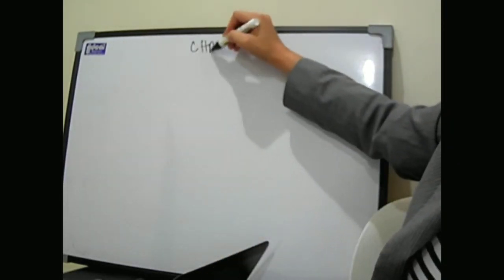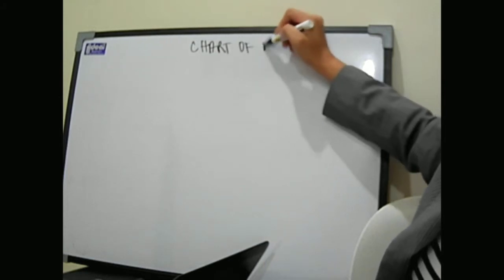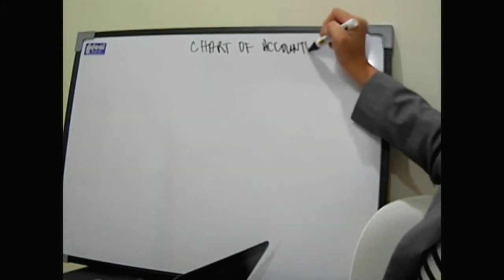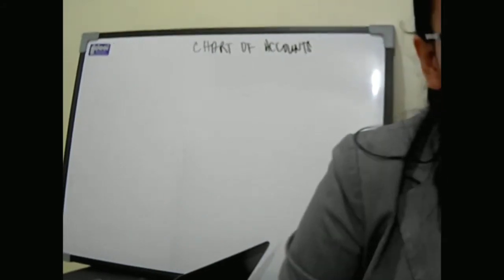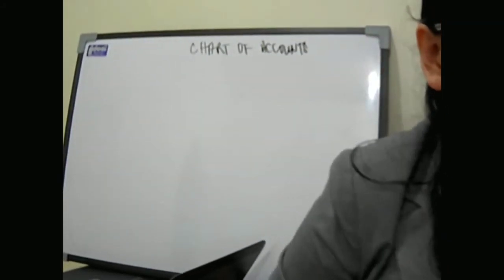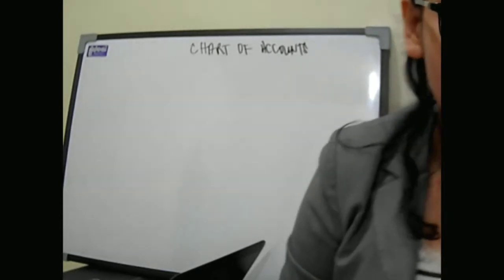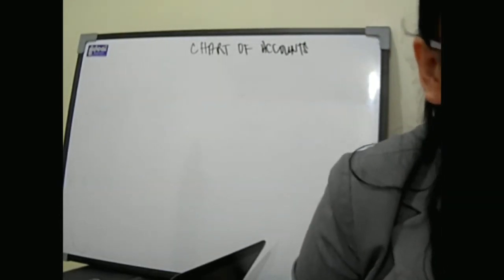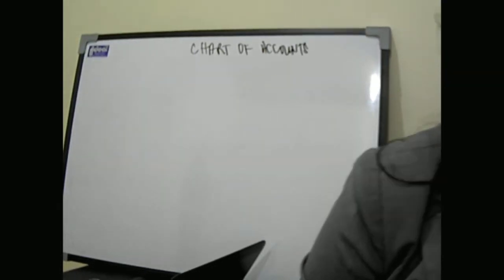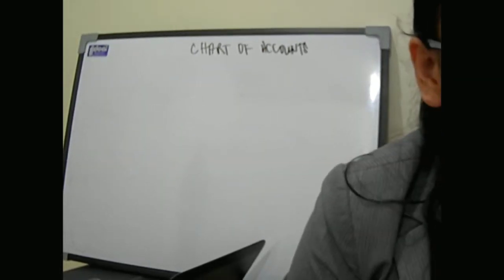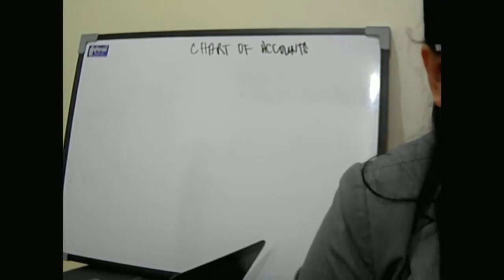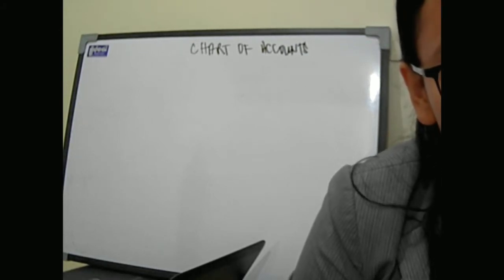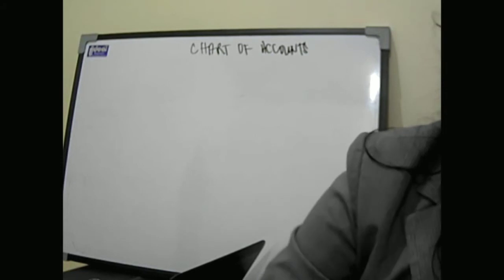Okay, let's move on to our next topic, which is the chart of accounts. Chart of accounts is a list of account titles with assigned account numbers used as a guide to facilitate recording of business transactions. The list of account titles are grouped and classified according to the accounting elements like the assets, liabilities, owner's equity, revenue, and expenses.